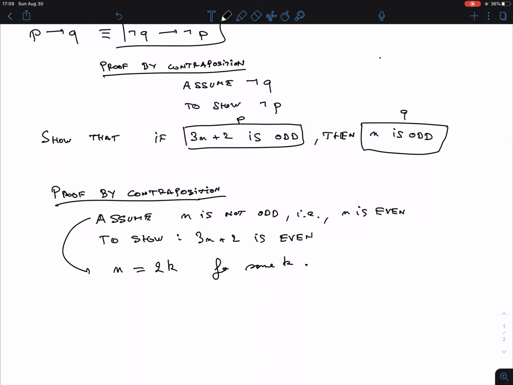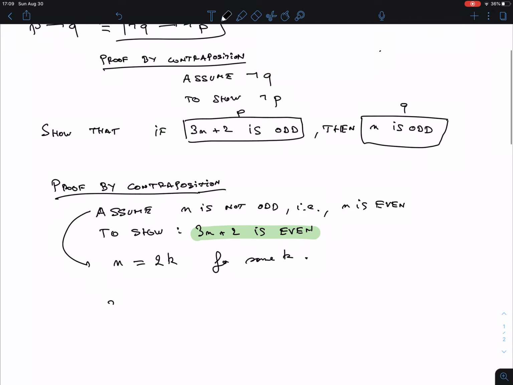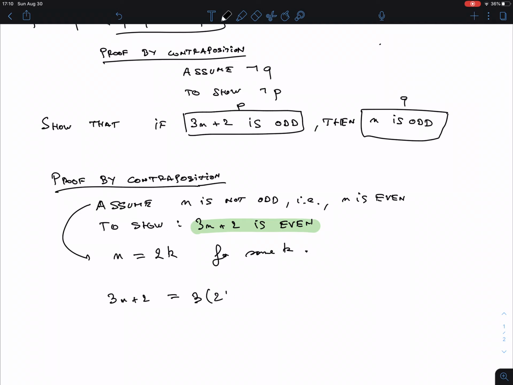So, now remember what we are going for. That's always the case. Always highlight for yourself, what am I going for? I am going for 3n plus 2. So now 3n plus 2, I can calculate it because I can plug in 2k there: 3 times 2k plus 2. And what I have to show is that this is an even number.